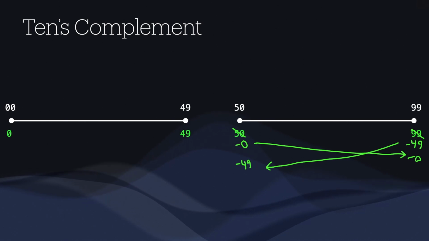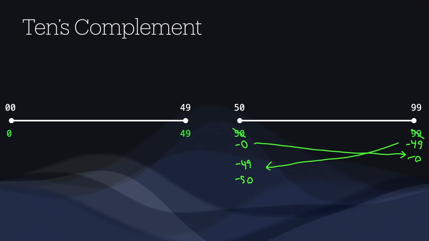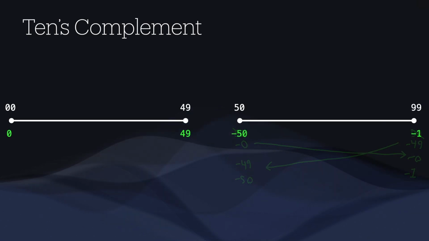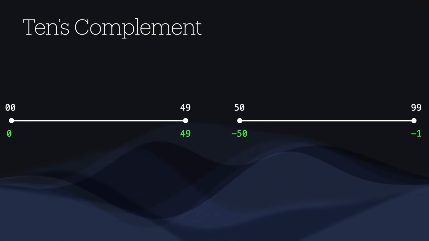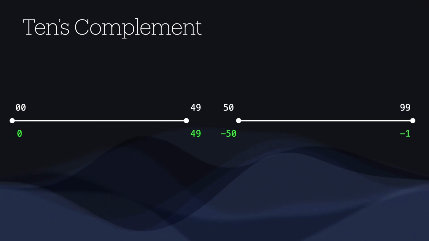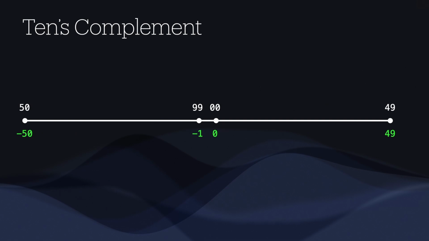Lastly, we wanted to get rid of that negative 0, so we're just going to subtract 1 from both sides. So this becomes negative 50, and this becomes negative 1. You can already see some similarities to 2's complement. In 2's complement, the biggest number, which was 32 ones, ended up representing negative 1. And here it's the same case. 99 is going to represent negative 1. Next, let's rearrange this so the smallest value is on the left side of the number line.